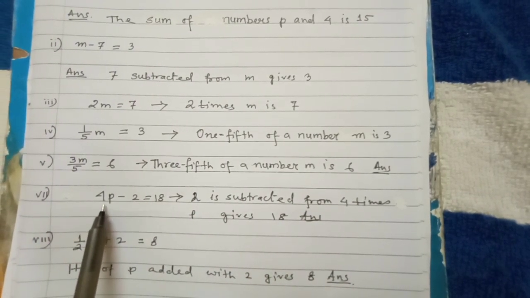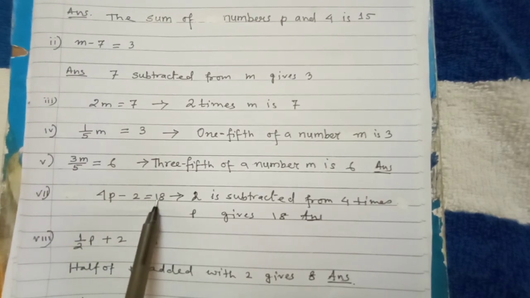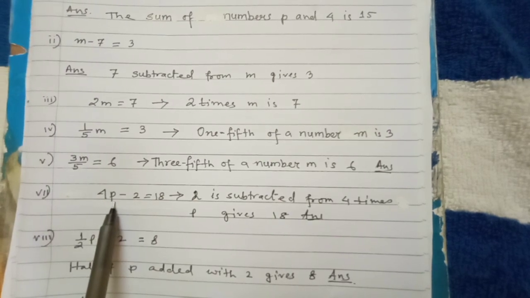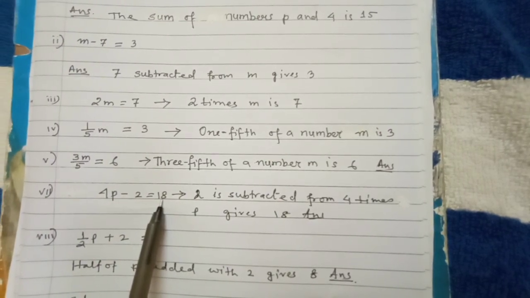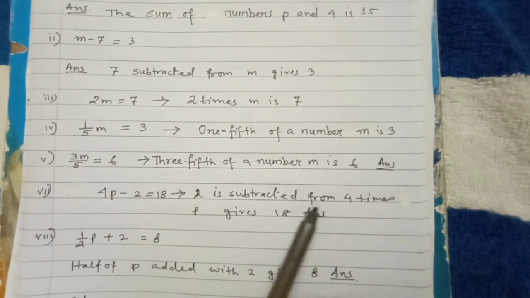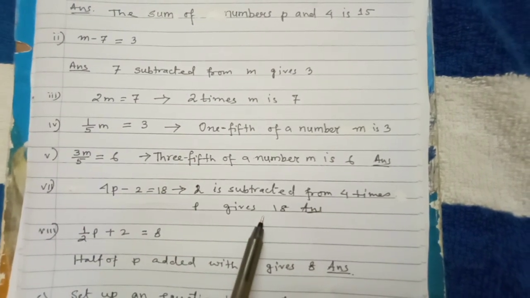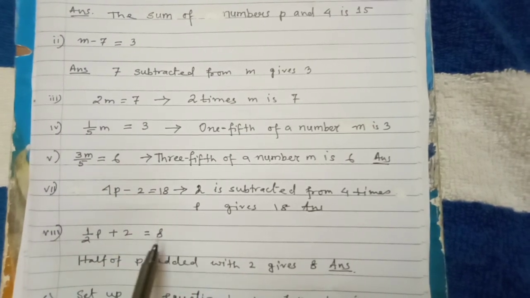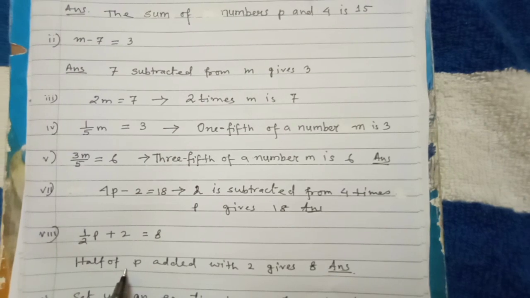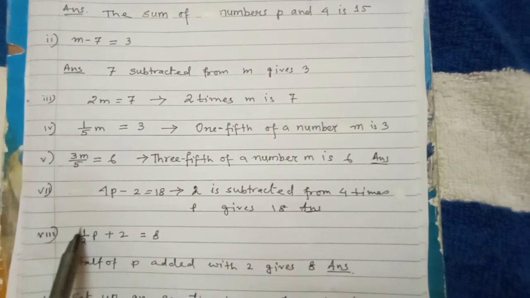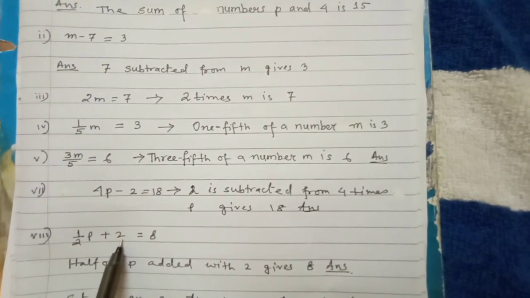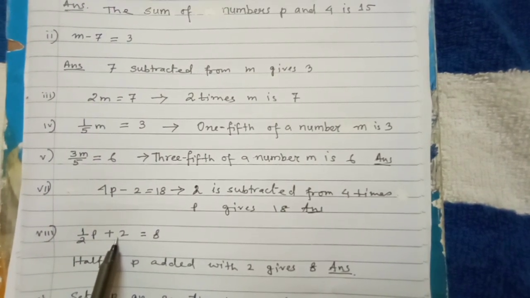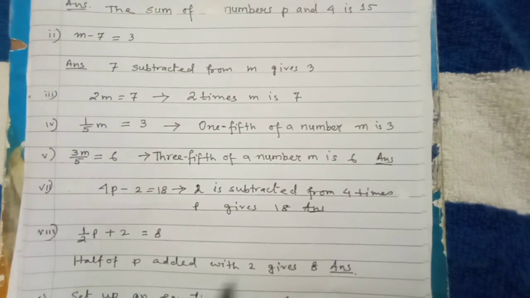Next equation was 4p minus 2 is equal to 18. 2 is subtracted from 4 times p gives 18. Last one, 1 by 2 p plus 2 is equal to 8. Half of p added with 2 gives us 8. This is the statement for the equation.